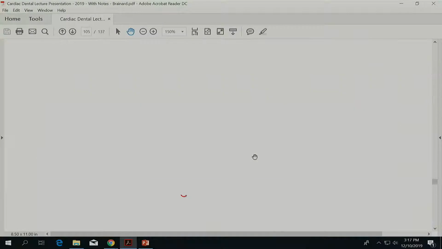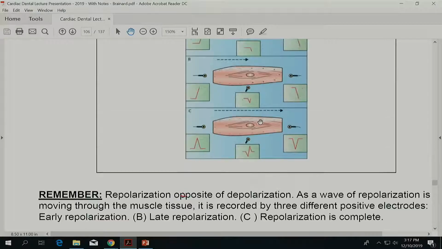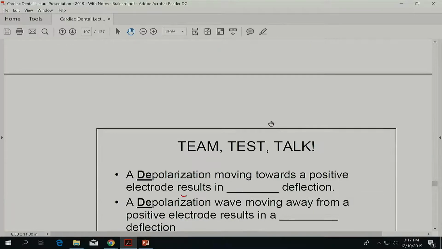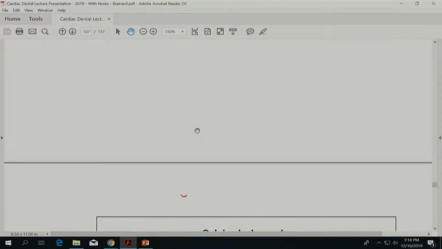A repolarization wave is the opposite. You guys get that. I'm sure you can go over this and read this as well. Let's talk about MEA. So MEA stands for what?